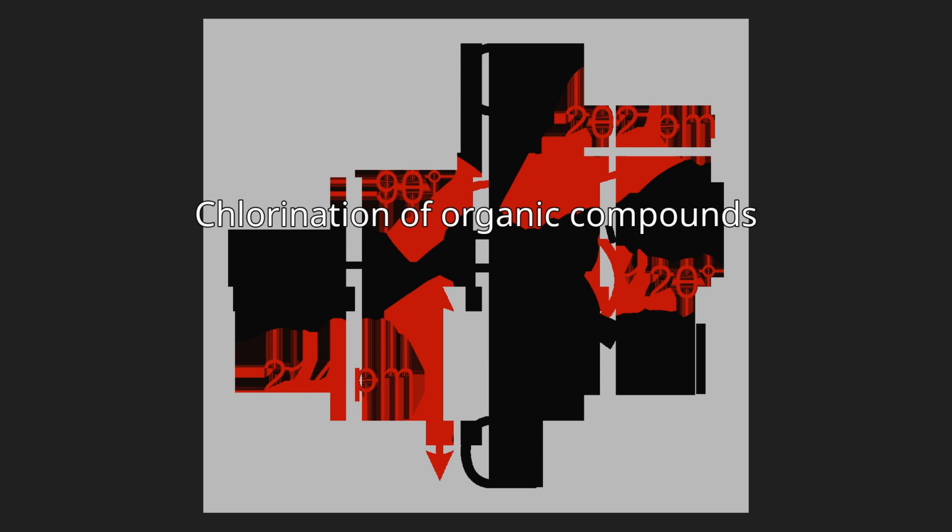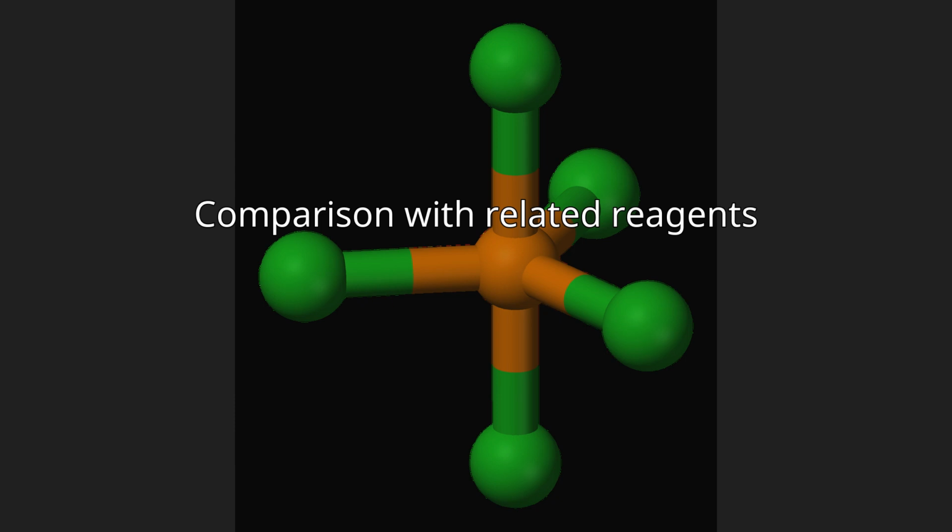For example, benzophenone and phosphorus pentachloride react to give diphenyldichloromethane: (C6H5)2CO plus PCl5 gives (C6H5)2CCl2 plus POCl3. The electrophilic character of PCl5 is highlighted by its reaction with styrene to give, after hydrolysis, phosphonic acid derivatives.